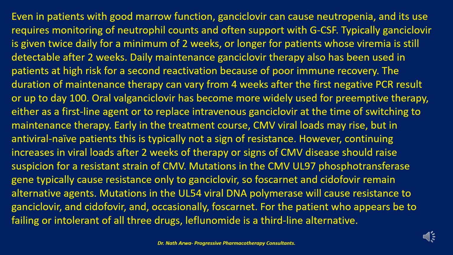Mutations in the CMV-UL97 phosphotransferase gene typically cause resistance only to ganciclovir, so foscarnet and cidofovir remain alternative agents. Mutations in the UL54 viral DNA polymerase will cause resistance to ganciclovir and cidofovir, and, occasionally, foscarnet. For the patient who appears to be failing or intolerant of all 3 drugs, leflunomide is a third-line alternative.